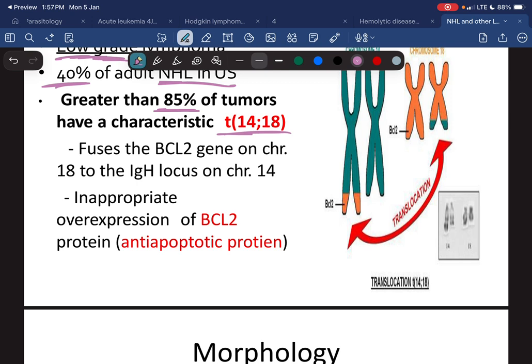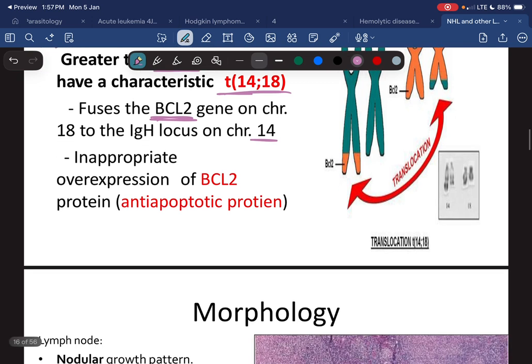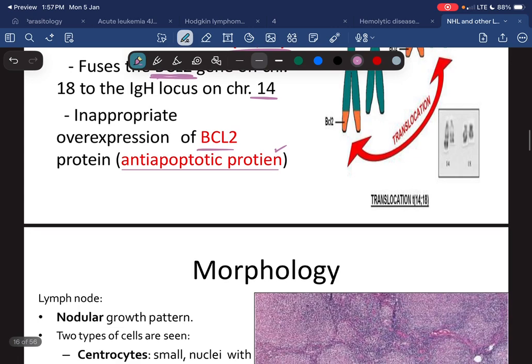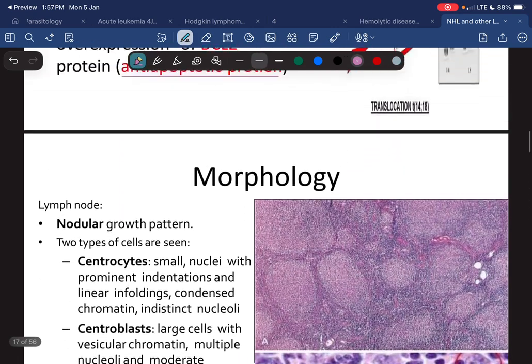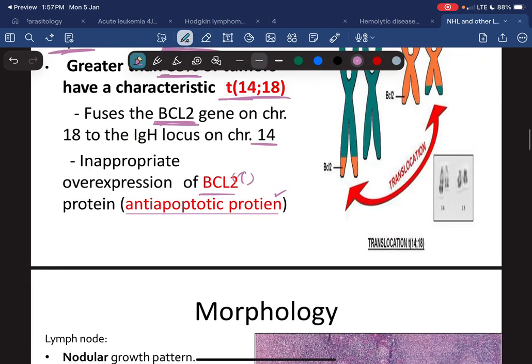BCL2 is what? Is anti-apoptotic protein. So overexpression of anti-apoptotic protein, this will lead to what? Promoting the survival of the neoplastic cells because it inhibits apoptosis. So BCL2, translocation 14-18 with follicular lymphoma. حكينا بالsectioning of lymph nodes in follicular lymphoma, we will see follicles, nodular growth pattern.